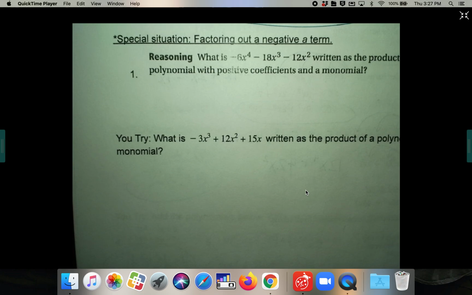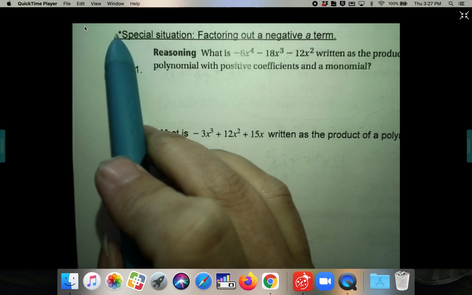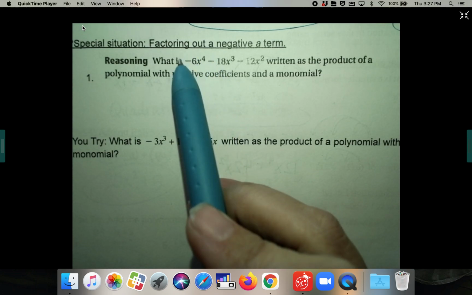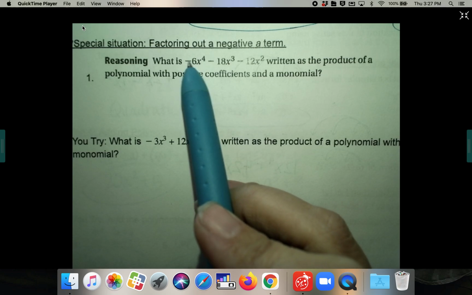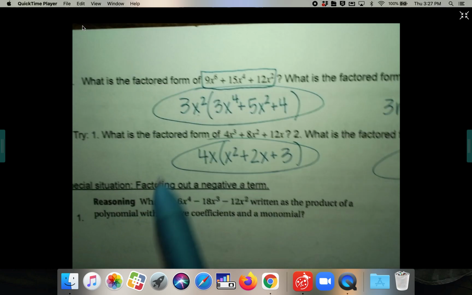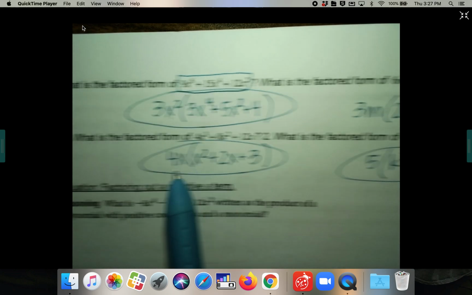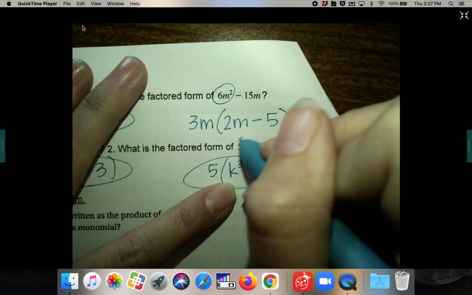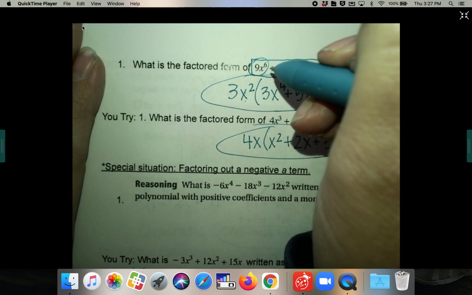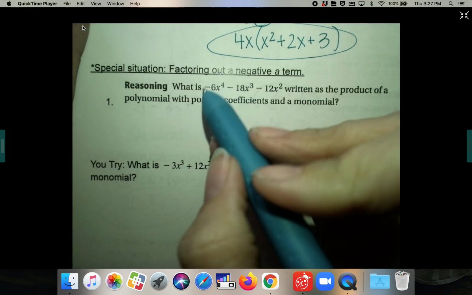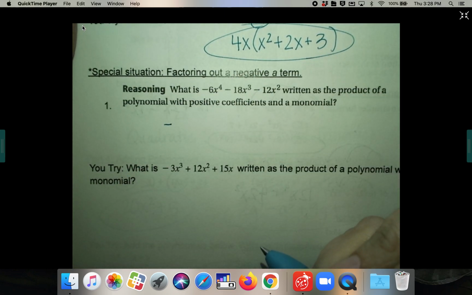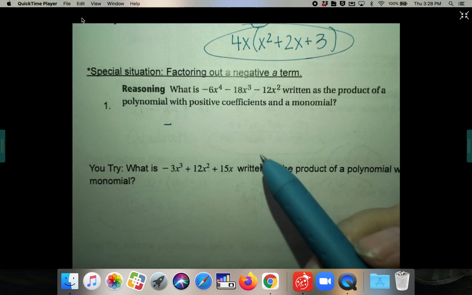All right, here's the last, and I'm sorry, but probably most important part of today's lesson. That's why it has a little asterisk by it. It's special. Anytime your A term, which means your first term, your leading term, is negative, you have to pull out the negative with it. So see how up here I only pulled out 3x squared, I only pulled out 4x, I only pulled out 3m, I only pulled out 5. That's because each of my very first terms were positive. Those were all positive. If the first term is negative, you have to pull out the negative with it, which is going to change everything on the inside. Let me show you how.